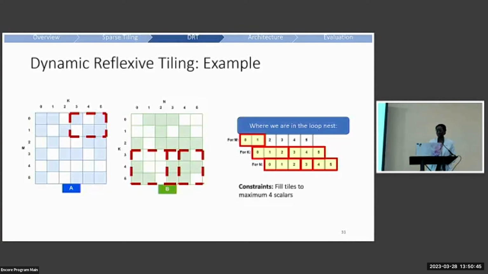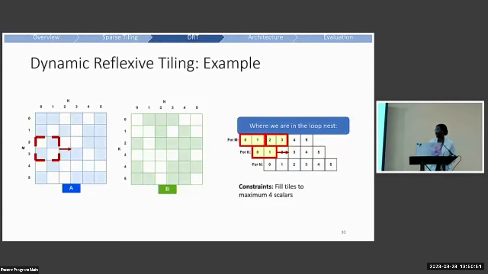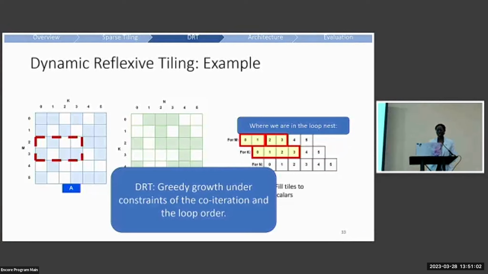So once we've covered all of N, and now all of K, we can now go back to our outermost loop nest of M and create a new tile at M equals 2. And again, we'll do this process until we've covered all of M, K, and N. So overall, DRT essentially greedily grows tiles while walking the coordinate space created by the loop order of our computation and meeting the buffer capacity constraints.